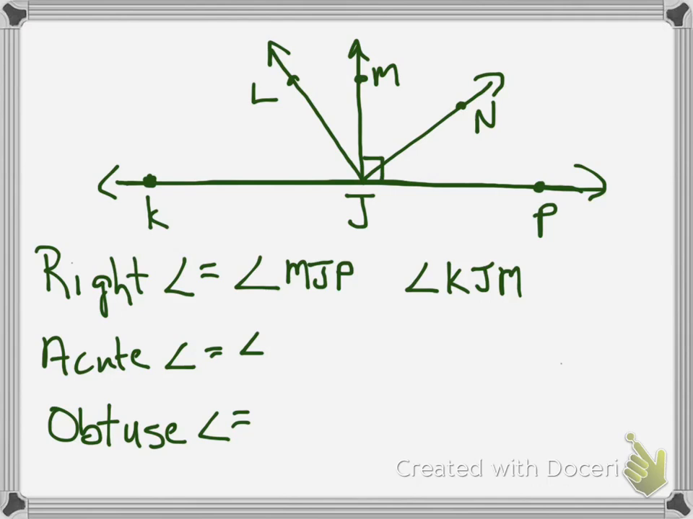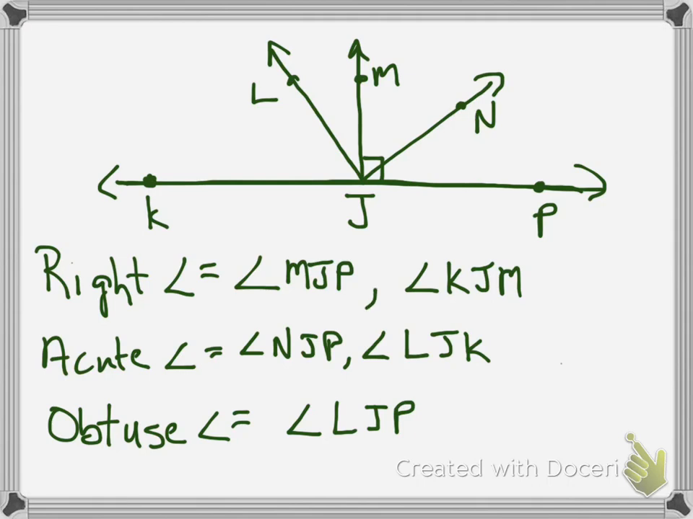Anyways, I could also say NJP is acute, and I could say LJK, notice I went LJ to K, is acute. And I could also throw in obtuse, LJP, and or KJN. Now, whoops, didn't mean to do that. Let's do that again. Are those the only acute angles I have?